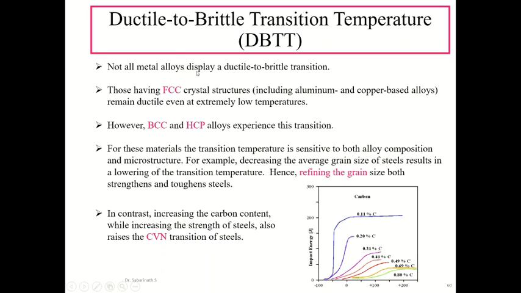Not all metal alloys display a ductile to brittle transition. Those having an FCC crystal structure, including aluminum and copper-based alloys, remain ductile even at extremely low temperatures. So for FCC crystal structures, for example aluminum and copper, as we have seen in the earlier slide, these alloys will not undergo any transition from ductile to brittle even at very low temperatures. This transition is seen most commonly in BCC and HCP alloys.